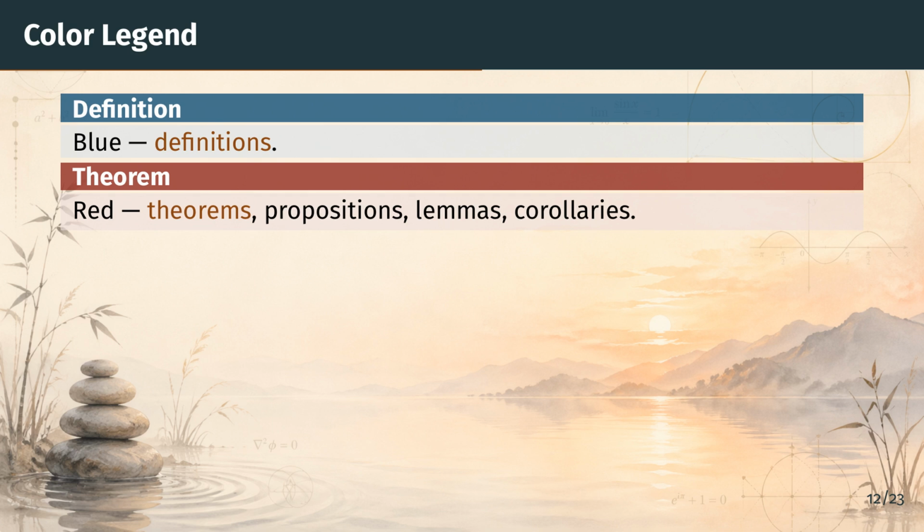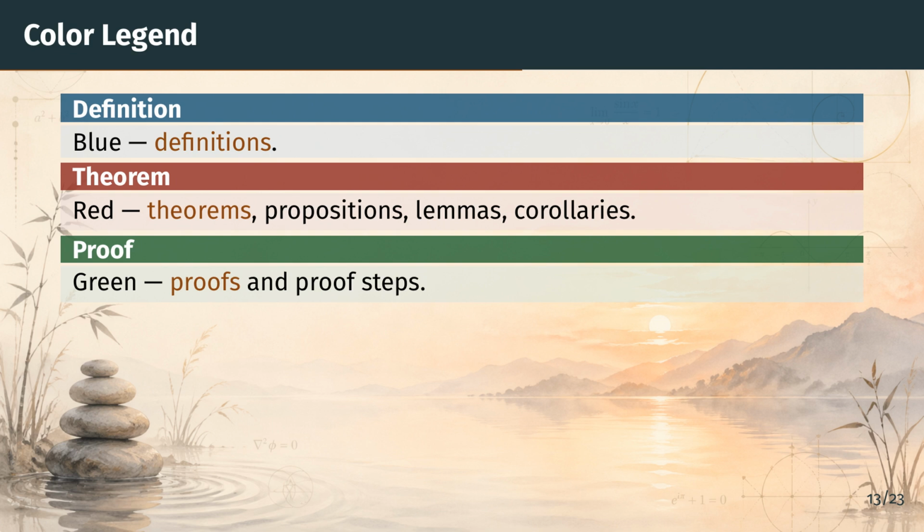These are the main results of each section, the statements that we prove and then reuse later. When you see red, pay extra attention, because this is what the section is building toward. Green boxes contain proofs and proof steps. Proofs are often broken across several slides, one logical step per frame, so you have time to follow the argument. Green always signals that we are in the middle of a logical deduction.